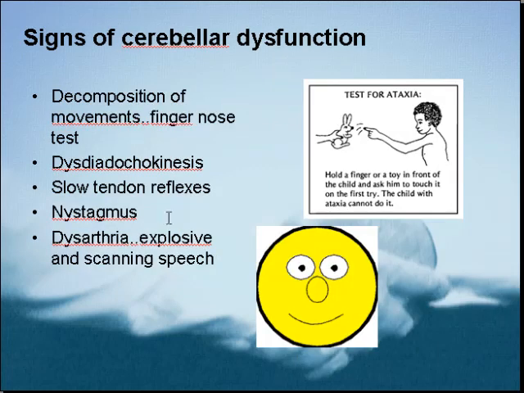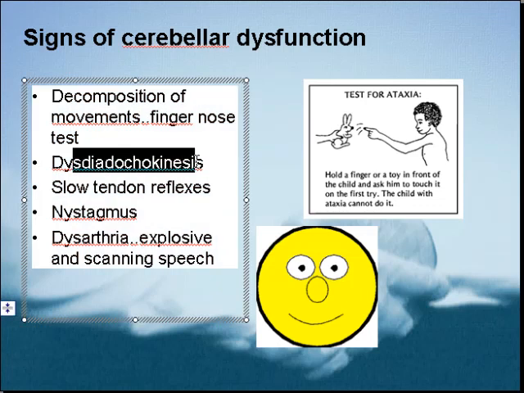And here again you have the same thing, the finger nose test. Notice how, in this test for ataxia, where you hold a toy in front of a child and ask the child to touch it, the child is not able to touch it, and so that's important. You must know these little terms like this.